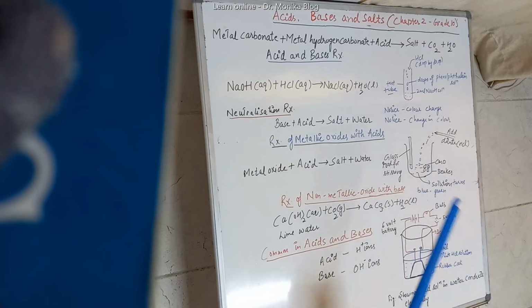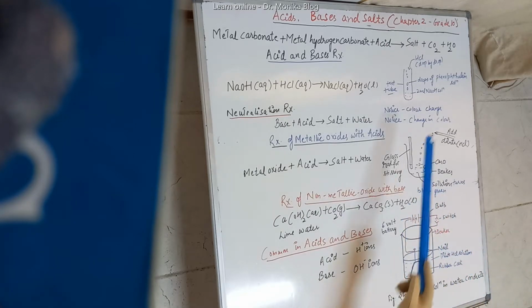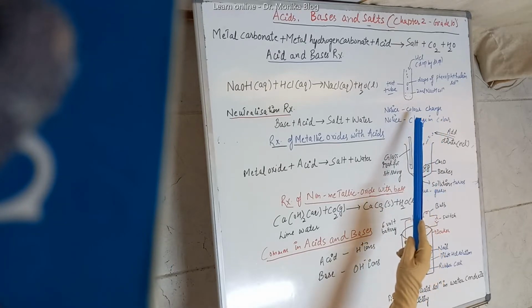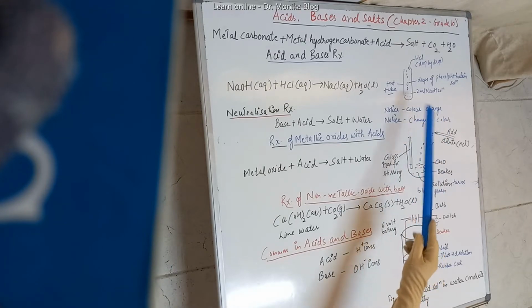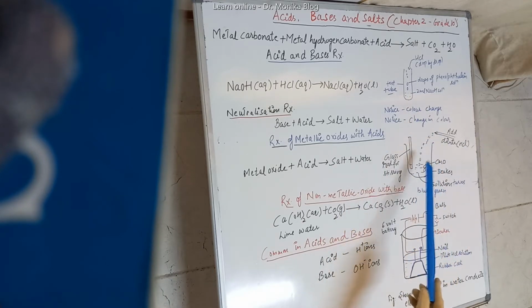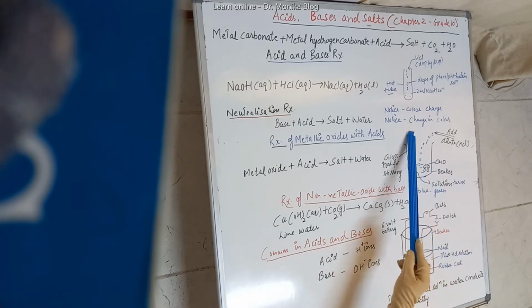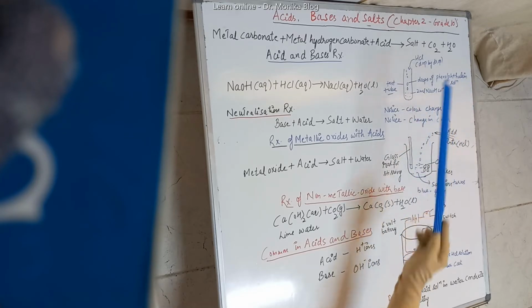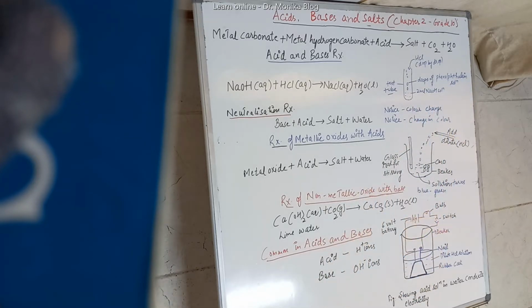Why did the color of phenolphthalein change after the addition of acid? After the color changes on adding HCl, we again add NaOH solution to the mixture, and again we notice a change in color. The pink color will appear again.